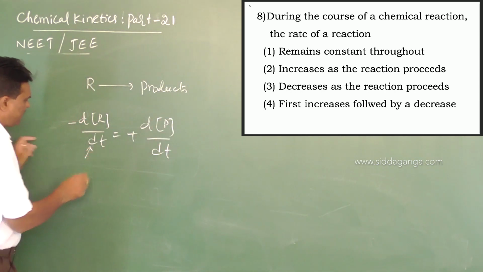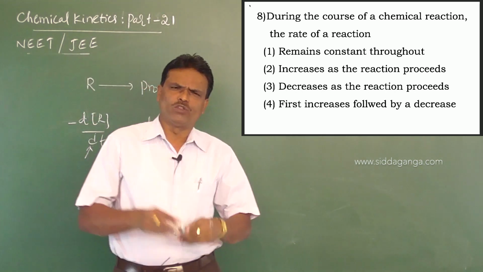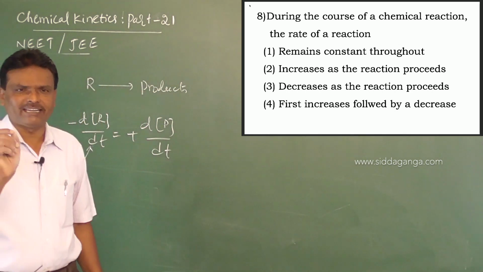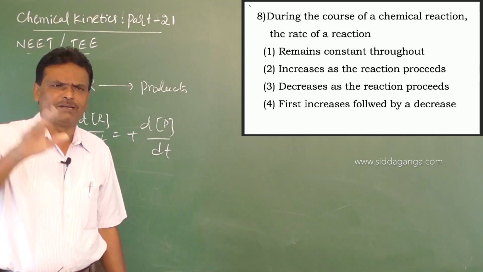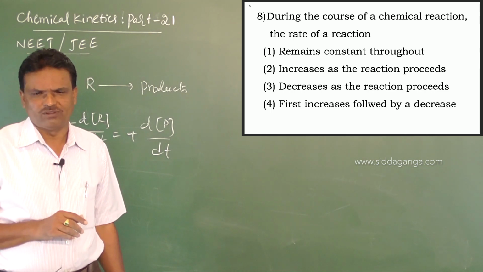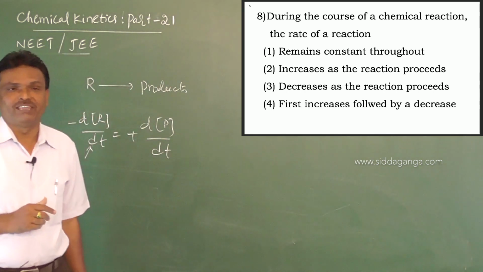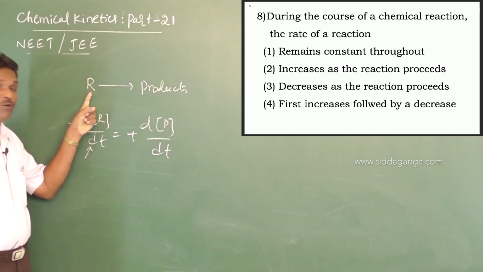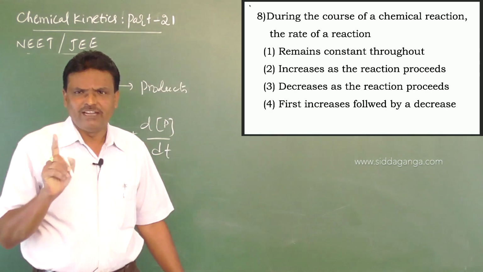As time proceeds, the concentration of the reactants goes on decreasing. In any chemical reaction, as time goes on, the concentration of the reactant decreases. The rate of reaction depends upon the concentration of reactants also. So with the lapse of time, the concentration of the reactants decreases, therefore the rate of reaction also decreases.